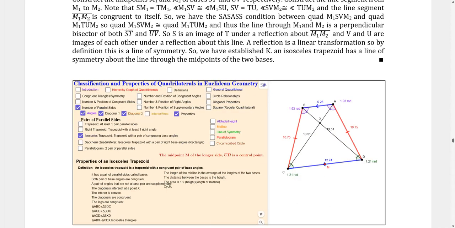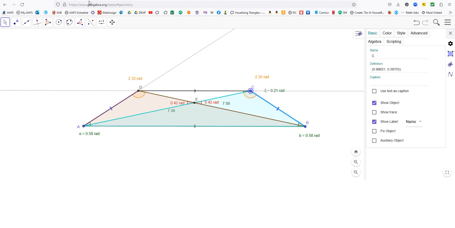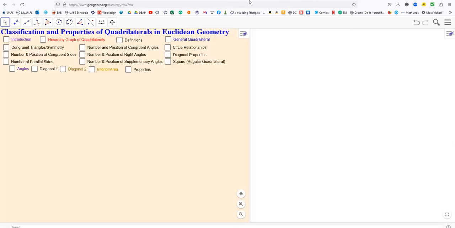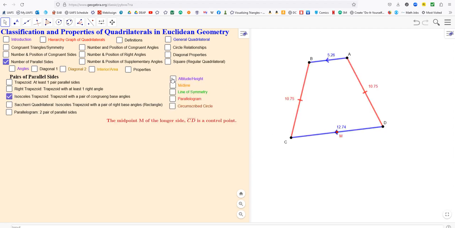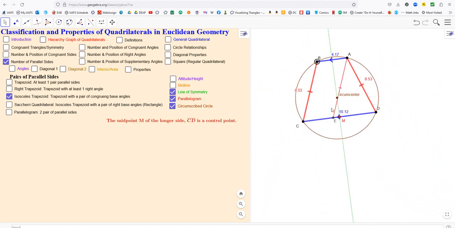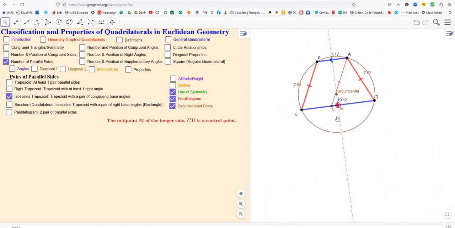Also, I have my big classification of quadrilaterals, and we look at the number of parallel sides. Here's an isosceles trapezoid. There it is. There's the altitude or height if we want to draw that in. Here's the midline. Here's our line of symmetry. Here's the related parallelogram. And there's the circumscribed circle that is always going to be there that we mentioned. This one is constructed a little bit differently than the other one so that this midpoint is a control point.